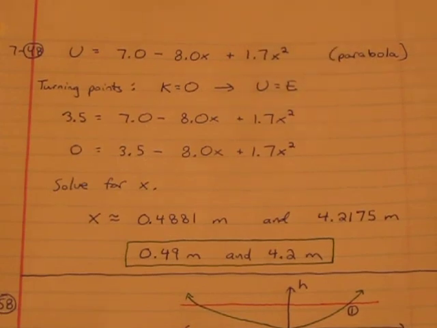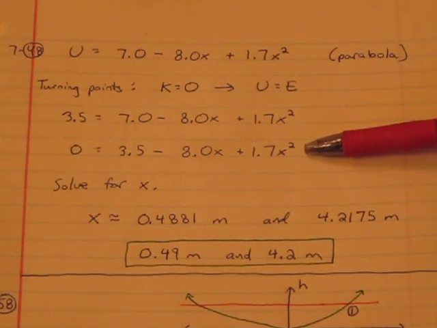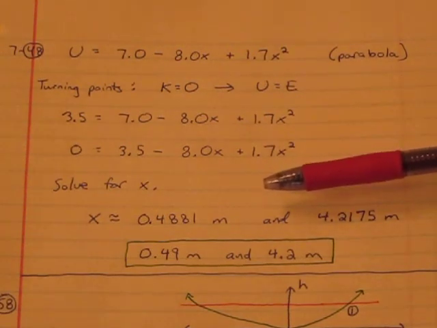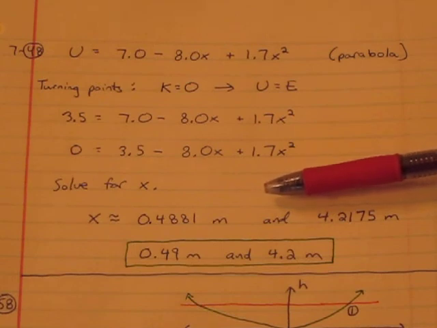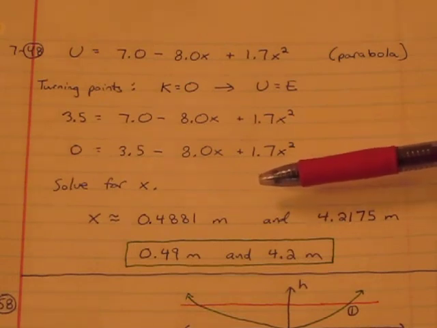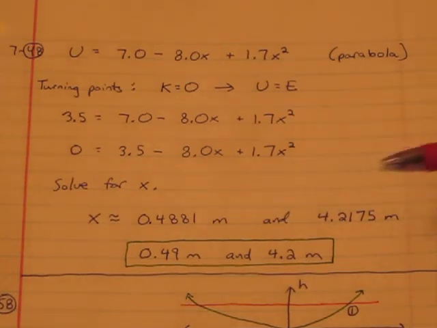What I've done here, I've turned it into a quadratic equation in standard form. Solve it for x. How do you solve for x? You can use the quadratic formula. I think I graphed it. I did it in a graphing calculator and got 0.488 meters and 4.2175 meters. So I've rounded those to 0.49 and 4.2 meters.